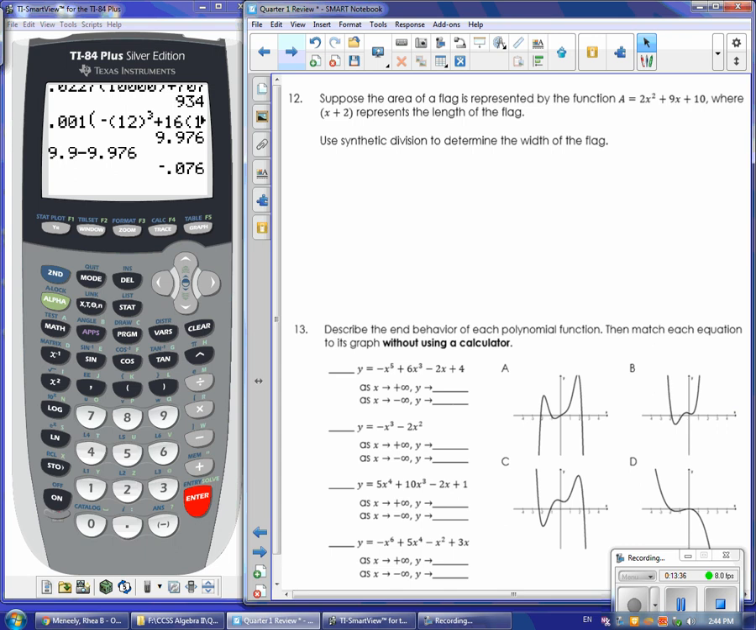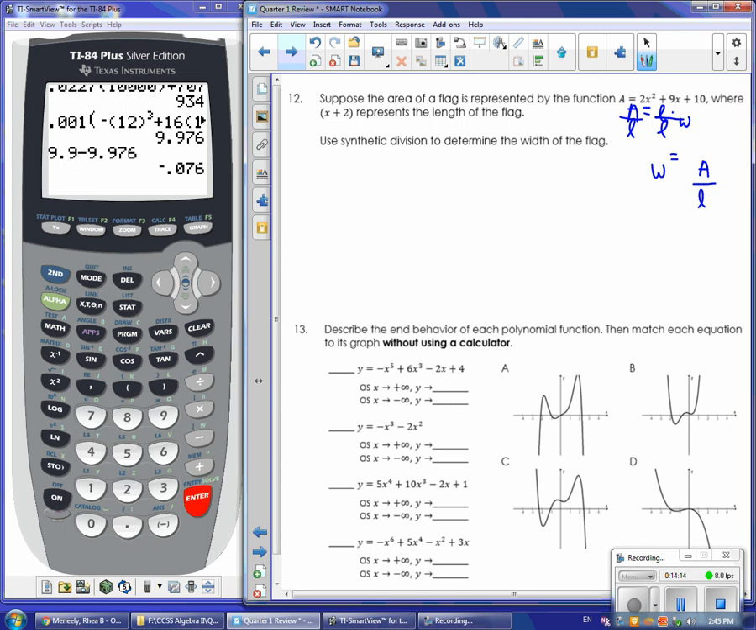Okay, in number 12, it says, suppose the area of a flag is represented by the function A is equal to 2x squared plus 9x plus 10, and x plus 2 represents the length of the flag. You're asked to use synthetic division to determine the width of the flag. So if you think about the formula, area is equal to length times width. If I know the area and I know the length, and all I want to figure out is the width, if I divide the area by the length, then I know I can determine the width. So that's essentially what we're doing. We're taking the area and we're dividing out the length.